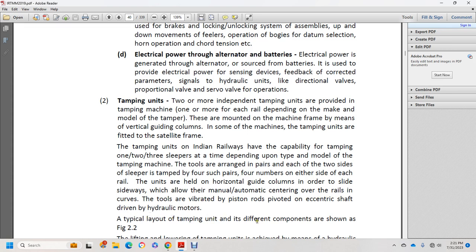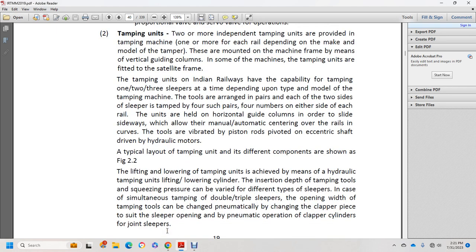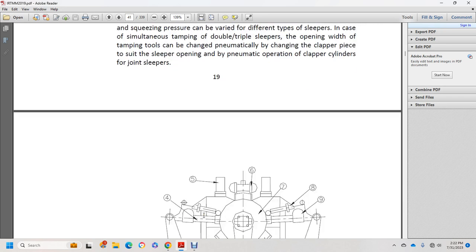Typical layout of the tamping unit with different components is shown in Figure 2-2. Lifting and lowering of the tamping units is achieved by means of the hydraulic tamping unit lifting and lowering cylinder. Inserting depth of the tamping tool and squeezing pressure can be varied for the different types of sleepers. In case of simultaneously tamping double or triple sleepers, the opening width of the tamping tool is changed pneumatically by changing the clapper pieces to suit the sleeper opening, similar to joint sleepers.